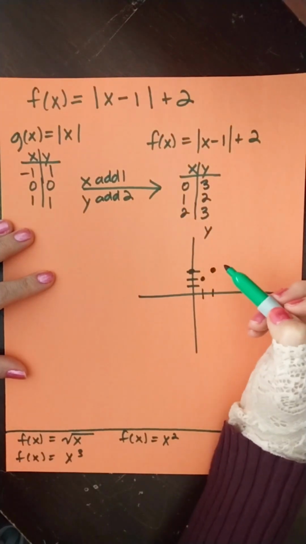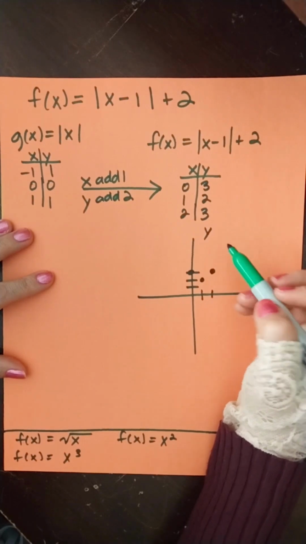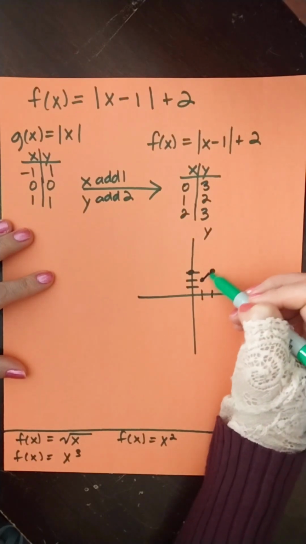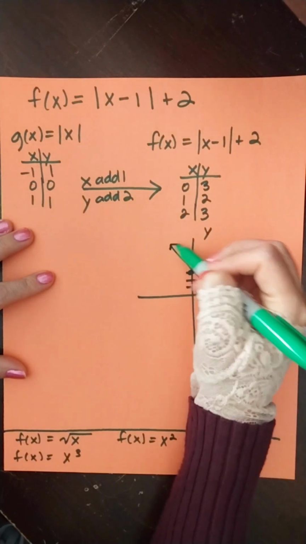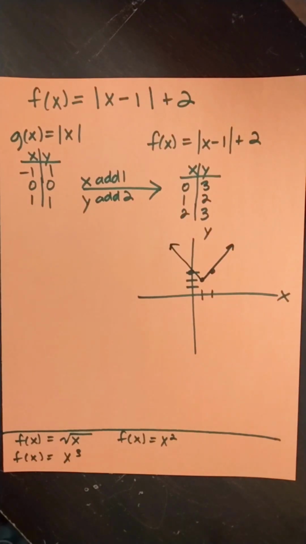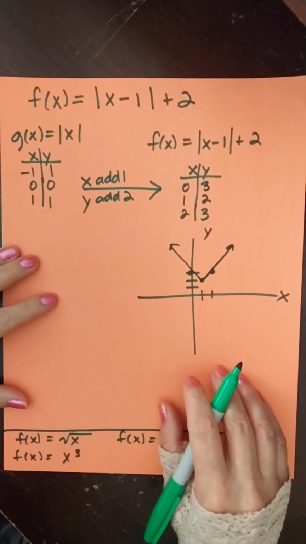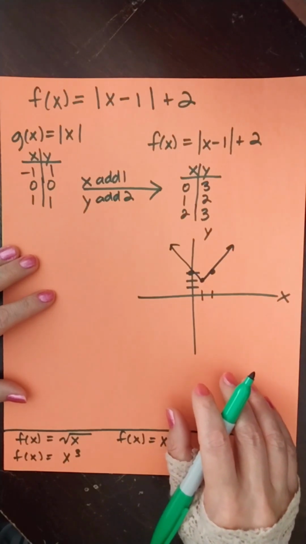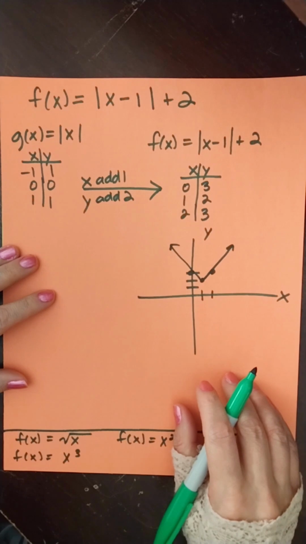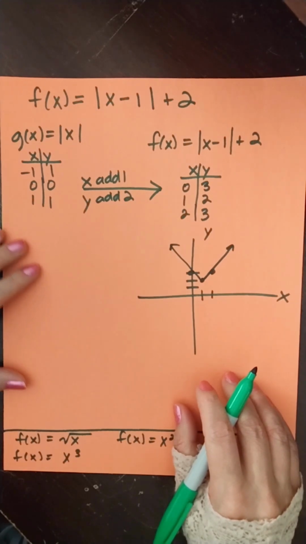And so we know when we connect the dots for the absolute value function, it connects like a V shape. Okay, so you're done. That is it. That is how you graph this absolute value function using transformations, and you do that with any function.